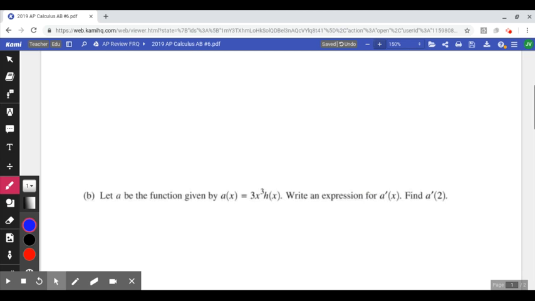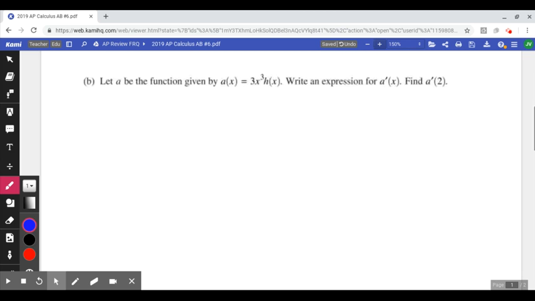If you are drawing a blank on something, make up a number you think is believable, but just write something down. For part B, we have let a be the function given by a of x is equal to 3x to the third times h of x. So that's going to be actually important for us here. We're going to write an expression for a prime of x and then also find a prime at 2. So if we look at our a of x, we want to find the derivative here. We have to use the product rule.